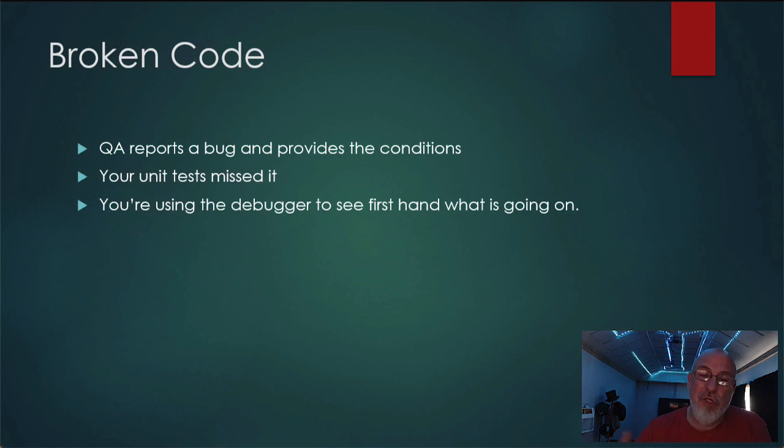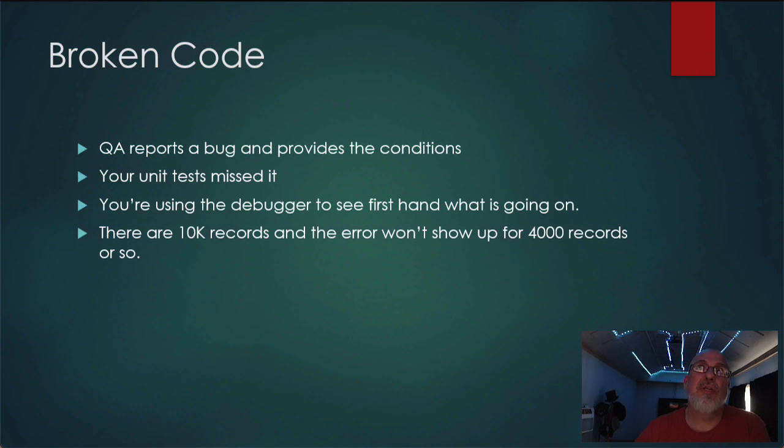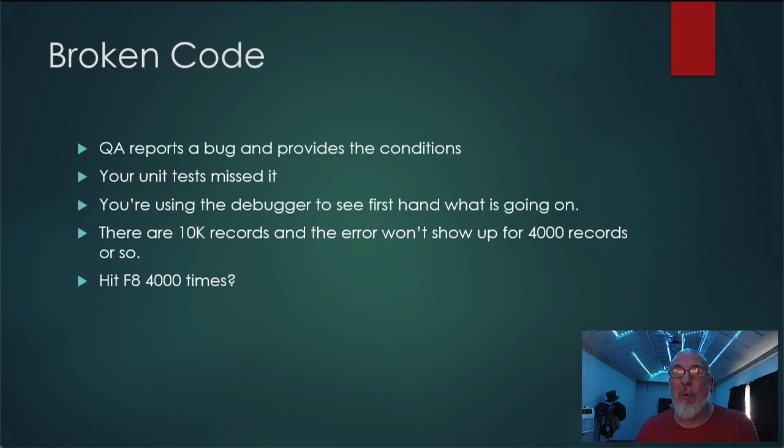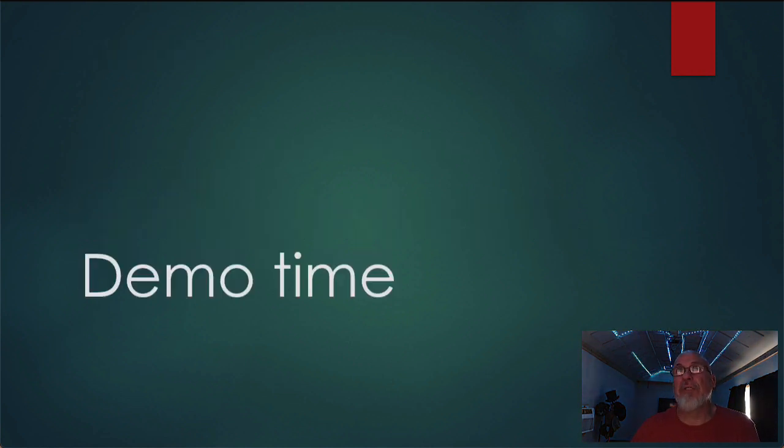The usual thing is you jump into the debugger to try to figure out, hey, why is this broken? Here's the problem. Say you're doing something with Entity Framework, you pulled back 10,000 records, and the bug's not going to occur until like 4,000 records in. You're in a for loop, and you're going to just sit there and hit F8 4,000 times to finally see why QA doesn't like your code. Yeah, it's not a good idea. We've got a better way. So let's do it.